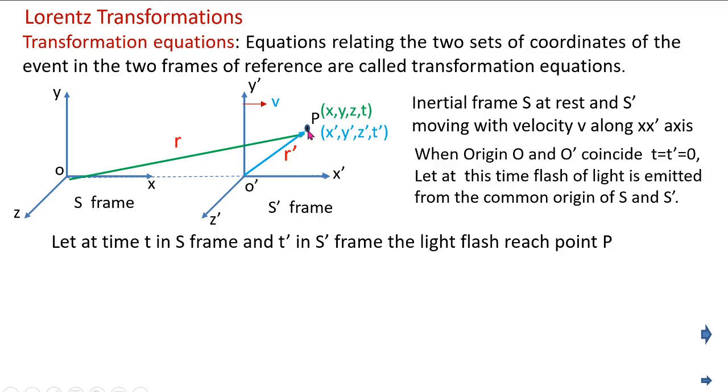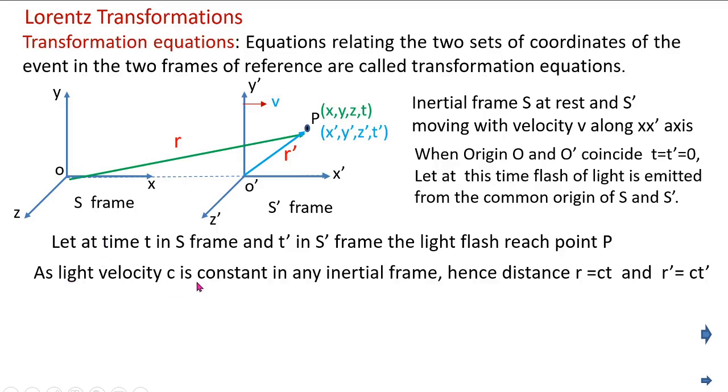Then the coordinates of the point P with reference to the S frame of reference are the position coordinates x, y, z, and the time is t. And with reference to the S dash frame of reference, the position coordinates are x dash, y dash, z dash, and time t dash. That is, t dash is the time required to reach point P from the origin O dash, and t is the time required to reach the point P from origin O.